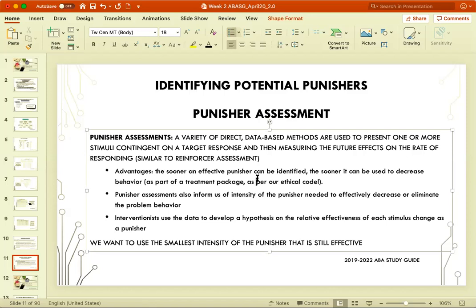Very often, I'm going to say collectively, we don't have a lot of experience with using punishers. Our funding sources, wherever we work, typically rely only on reinforcers or mostly on reinforcers. If you choose to use a punisher, it is important to do some sort of punisher assessment, even if it's just presenting the different items and recording the reaction.